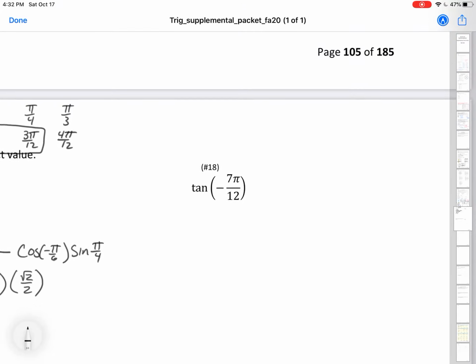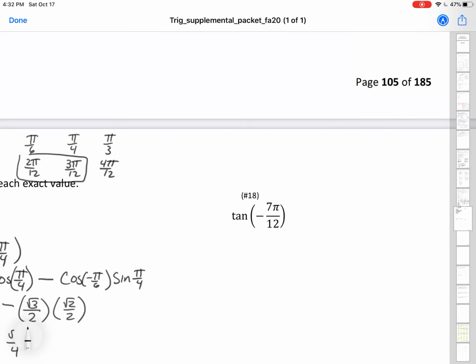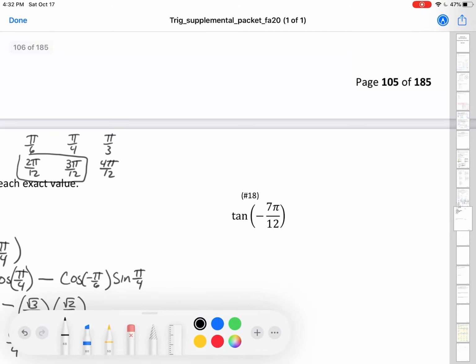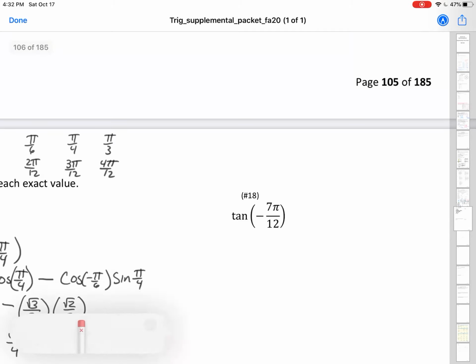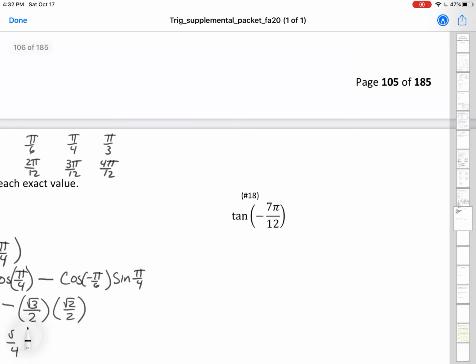Tangent of negative 7 pi over 12. Let's look at these guys again and say, how can we get 7 pi over 12? Let's readjust. These are our guys. They're picking 12s for a reason. They could pick anything that's a multiple of 6, 4, or 3. So there are other choices, but they tend to like these. These guys give me 7 pi over 12.